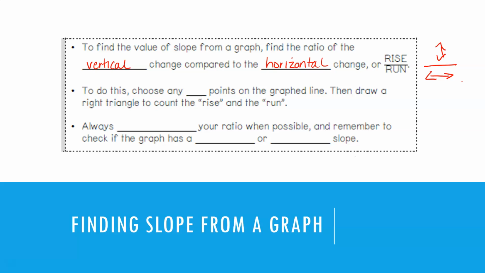To do this, choose any 2 points on the graph line. Remember to make those good points at intersection. Then draw a right triangle to count the rise and run. We have done this before. Always simplify the ratio when possible. That means reduce it to lowest terms. And remember to check if the graph has a positive or negative slope.